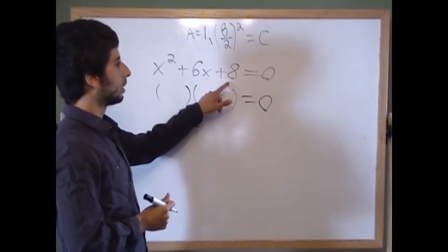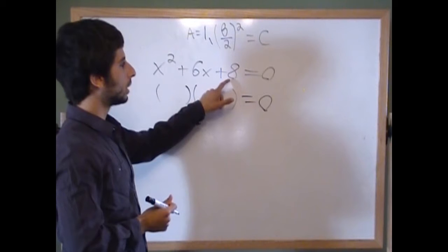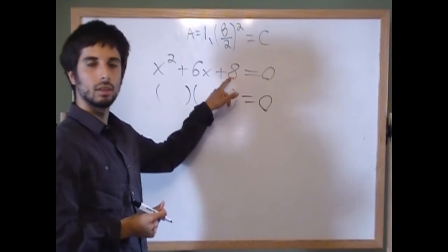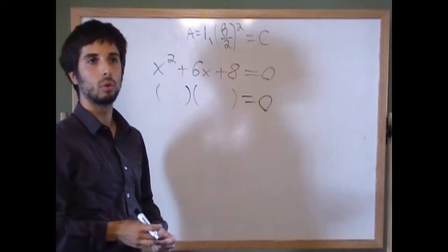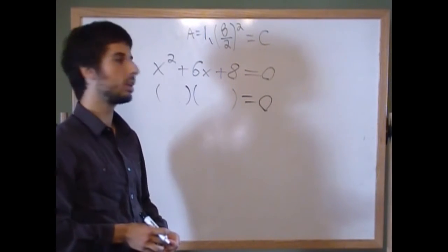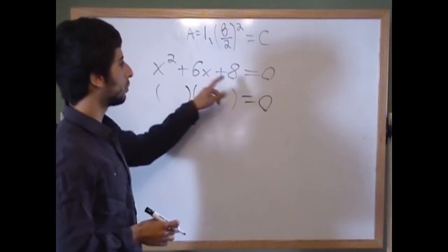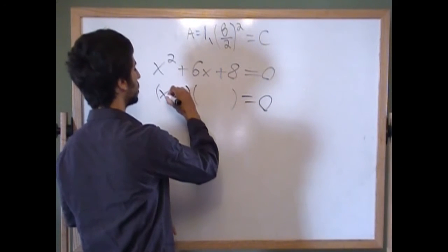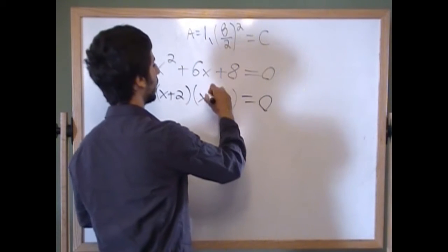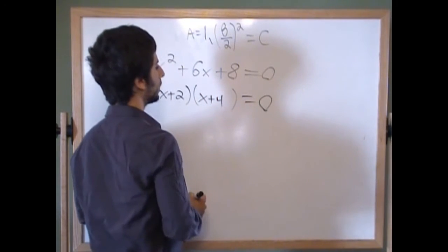Well, what are some ways we could break down 8? 8 is equal to 1 times 8. It's equal to 4 times 2. Those are the only possibilities. Well, we notice 4 and 2 add up to 6. So our factorization should be x plus 2 times x plus 4.